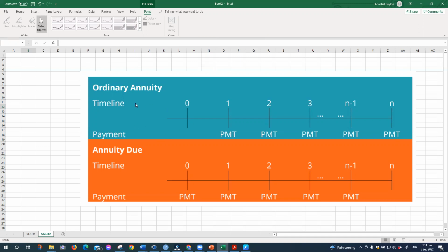All right, so ordinary annuity. Notice the cash flow, whatever that amount is. Let's say it's 100, 100, 100, 100. It starts at the end of the period. On the other hand, annuity due, as the name suggests, is due immediately. It starts at the beginning of the period.